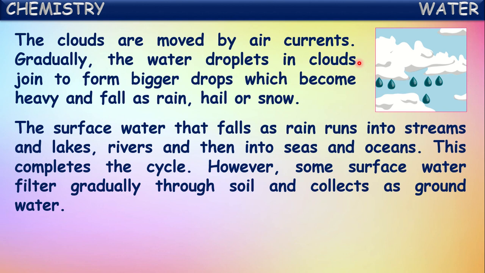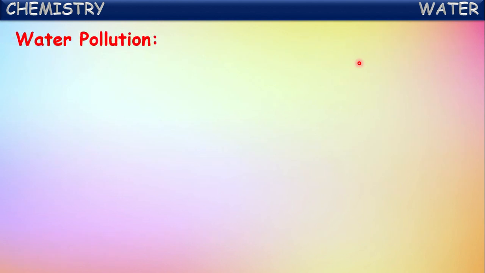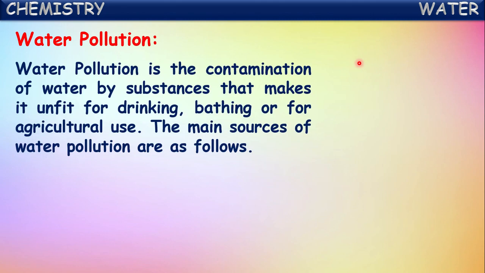This continuous process of conversion of water from one form to another form because of the action of sun heat is called the water cycle. The water content of the atmosphere is maintained at a constant level. Because of this cyclic process, the water vapor present in the atmosphere is maintained at a constant level. Now let us see about pollution of water, or water pollution.